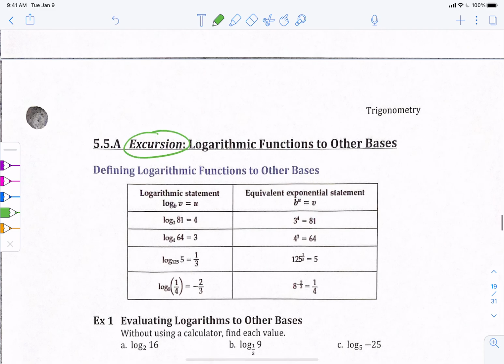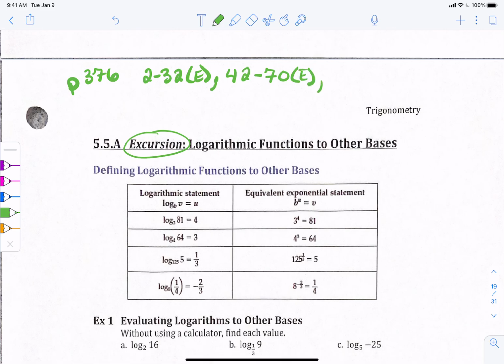5A, the excursion section. I'm going to write the assignment at the top of this thing here, page 376, 2 through 32, the evens. This looks like a long assignment, but I just told you most of these are pretty swift. They're pretty short and fast. It's like switching bases. So there's that. Evens for all those sections.